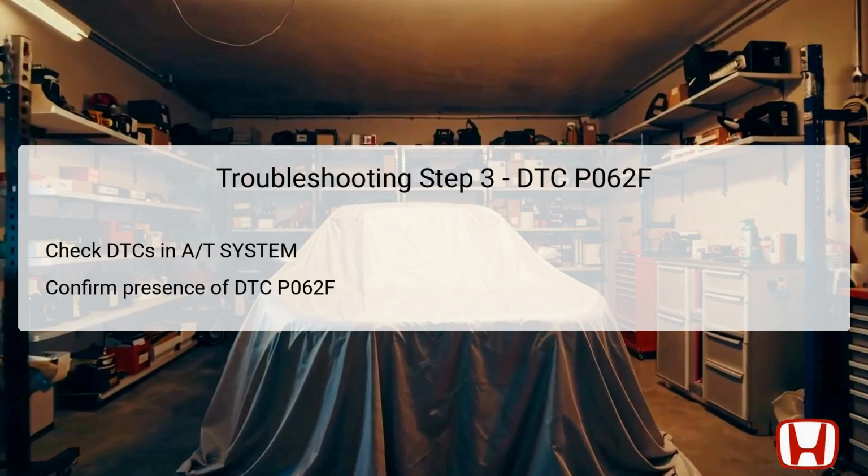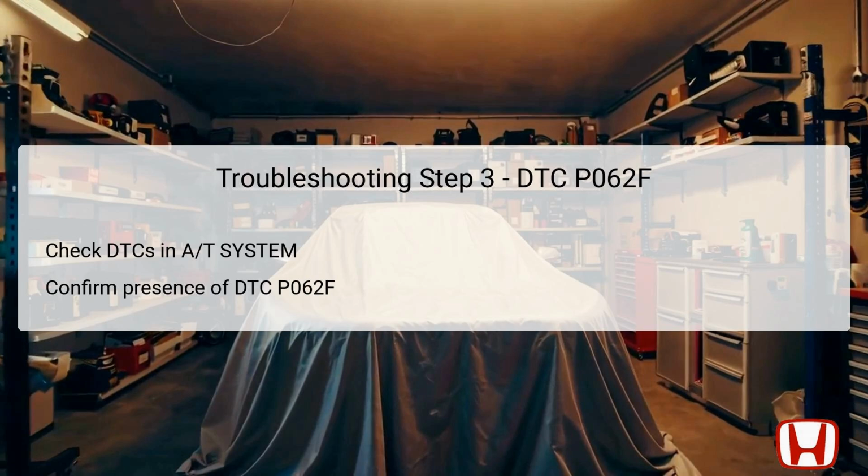The third troubleshooting step necessitates inspecting the AT system, automatic transmission system, for any pending or confirmed DTCs via the HDS. This step is critical because any input or control from the PCM also affects transmission functionality. If DTC P062F is found in the AT system, it is a sign of a broader issue impacting both the engine and transmission systems, confirming that the KAM error is significant.